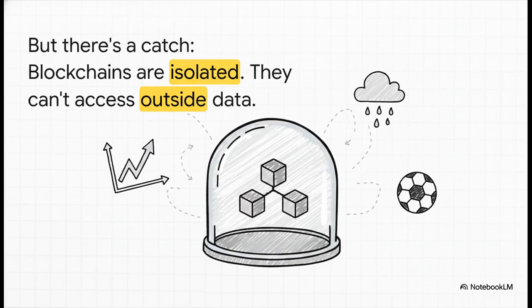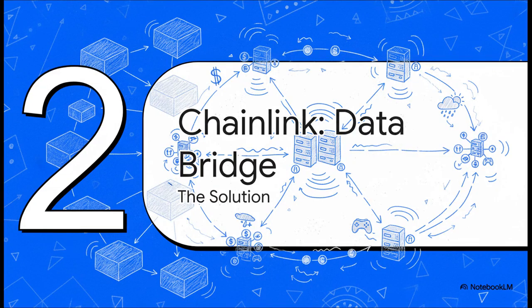That genius in the box? Well, it has no windows. Blockchains, by their very design, are these isolated, closed-off systems. That's what makes them so secure. But it also means they have absolutely no idea what's happening in the outside world. They can't check stock prices, or see a weather report, or look up sports scores on their own. So how in the world do you solve this massive isolation problem?